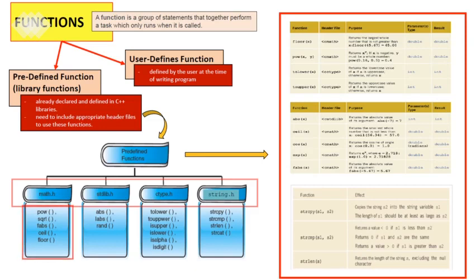In math.h library, you have several predefined functions such as pow, square root, fabs, ceil, and floor. The stdlib.h header file contains abs, labs, and random functions. Meanwhile, the ctype header file has toLower, toUpper, isLower, isAlpha, and isDigit predefined functions.